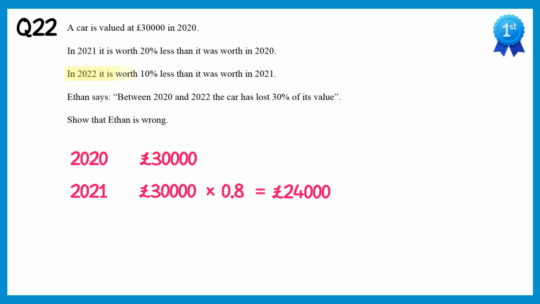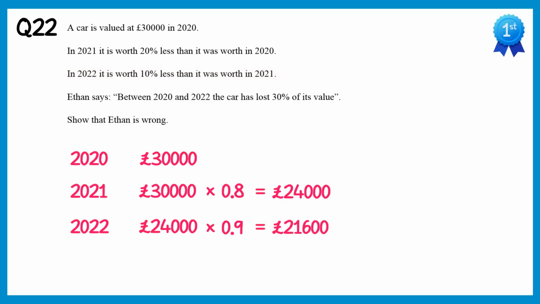Now we move on to 2022, where it's worth 10% less than 2021. So to get 2022, we take the amount in 2021, which was 24,000, but this time it's 10% less, so that's 90%, which as a multiplier is 0.9. And if you type this into your calculator, you'll get £21,600.